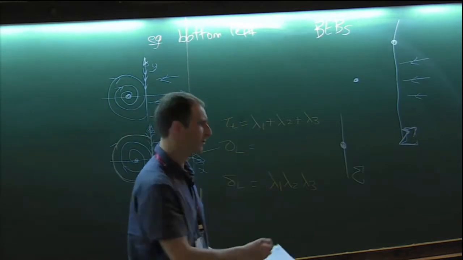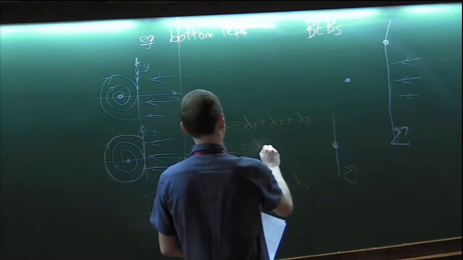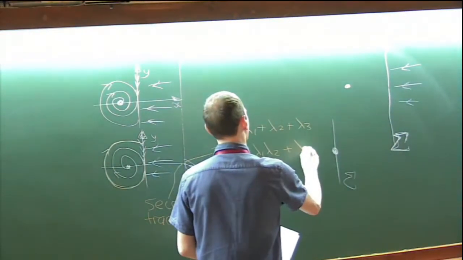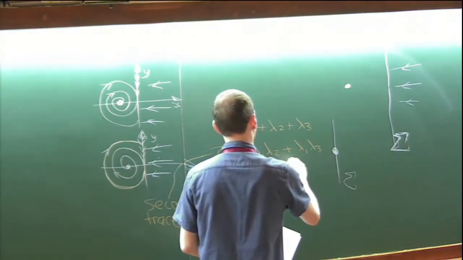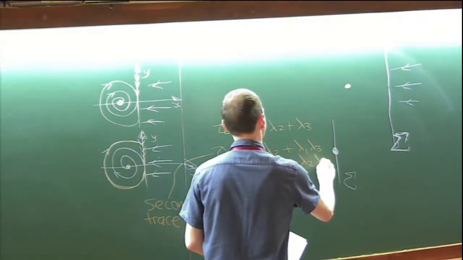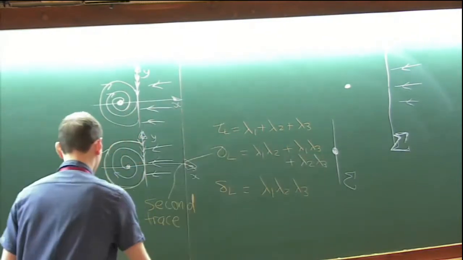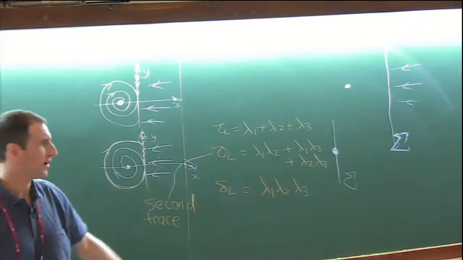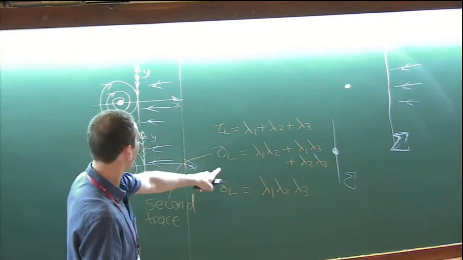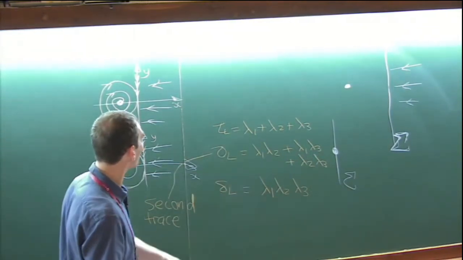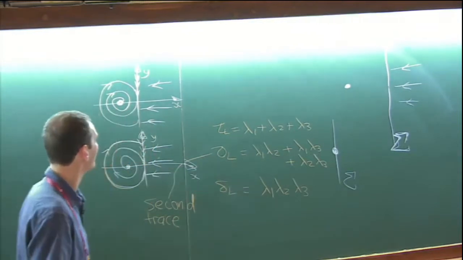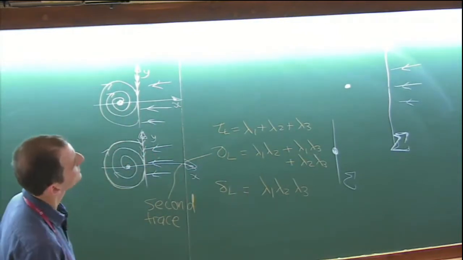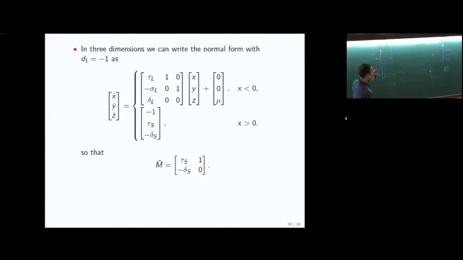And let me write the formula for it in terms of the eigenvalues. Plus lambda 1, lambda 3, plus lambda 2. You could possibly imagine how this works in higher dimensions. You're just adding up all products of certain lengths of the eigenvalues. Okay.